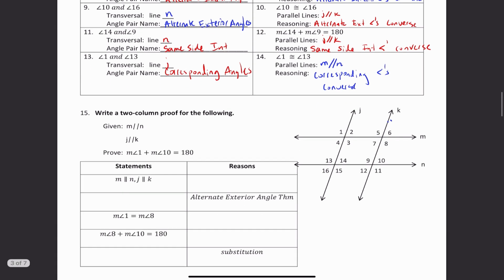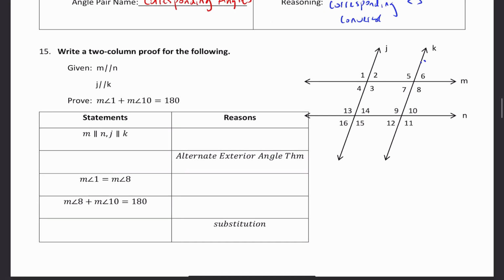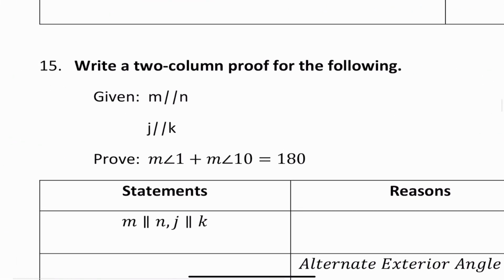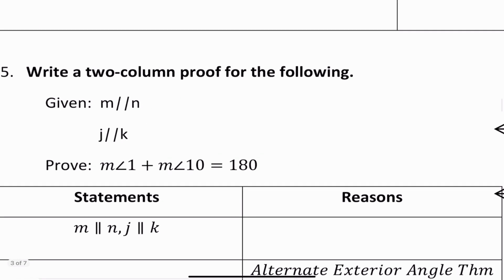Okay, so now let's go ahead and take a look at this proof here. Write a 2-column proof for the following. Given that M is parallel to N and J is parallel to K, prove that the measure angle 1 plus the measure angle 10 is equal to 180. So the given is what we can assume.